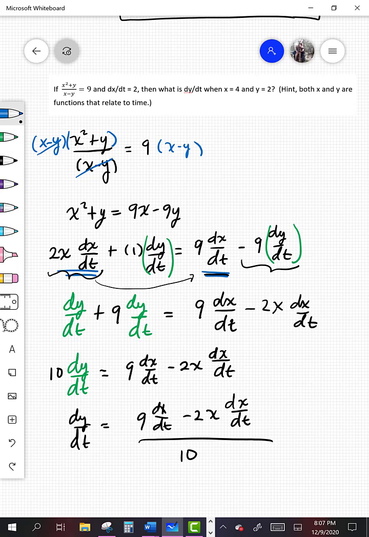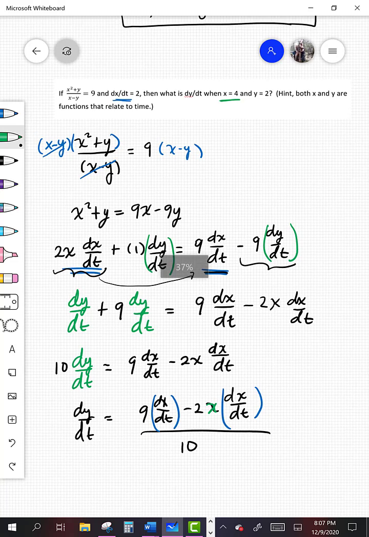So let's go back and substitute. We know dx/dt is 2. And we're given x is 4 and y is 2. Well, we don't have any values of y left in here, so we don't have to worry about that. If we had used the quotient rule, then we would have had values of y left in our function.